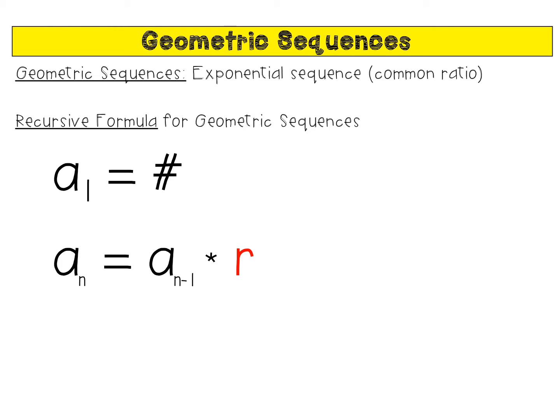And this is my recursive formula, so it's the same concept. I'm going to identify a sub 1, so I'm going to give the first number in the formula, and then I'm going to put in the ratio. Sorry, not the rate of change, the constant ratio.